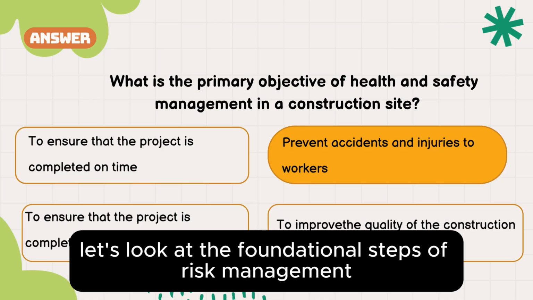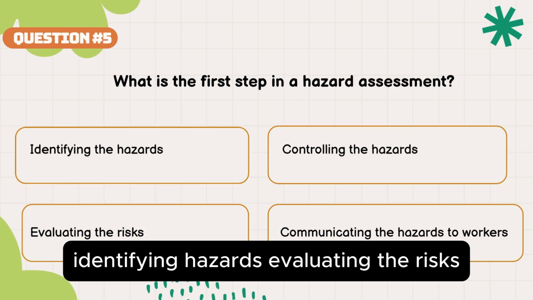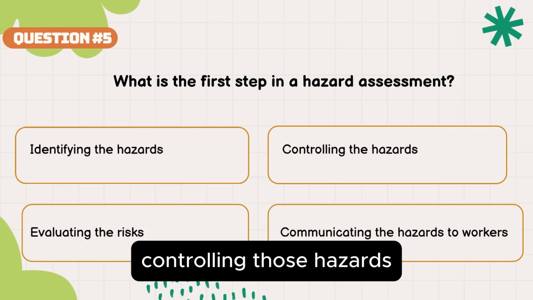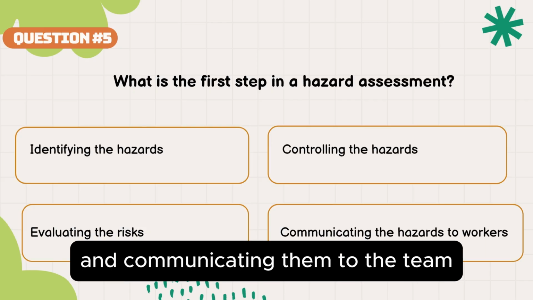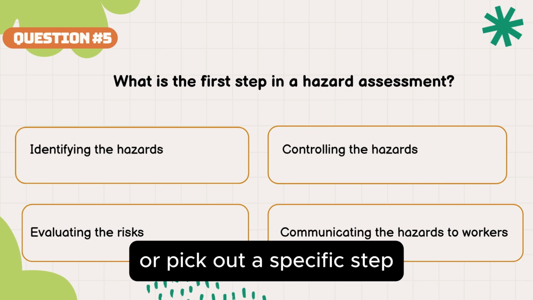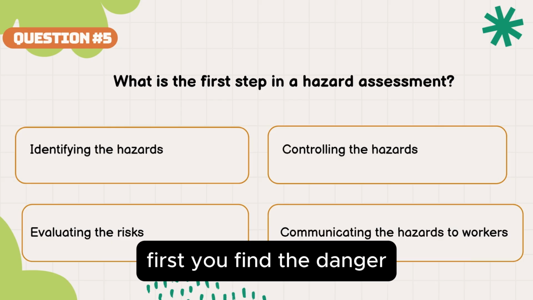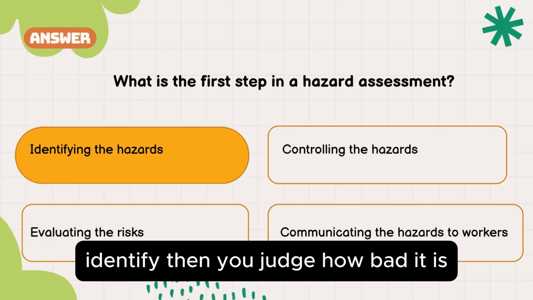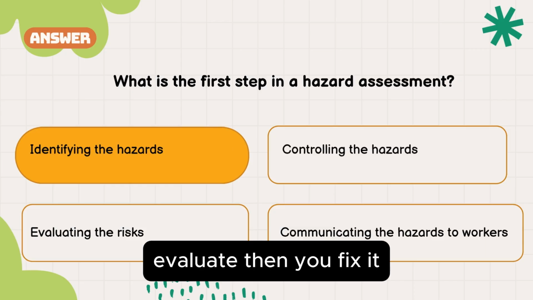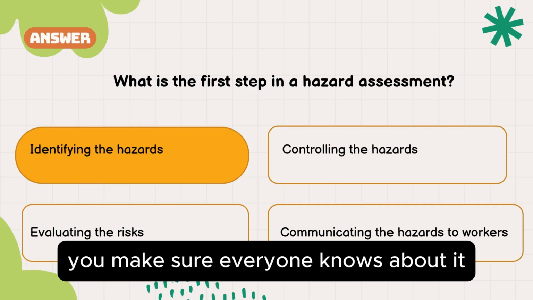Next up, let's look at the foundational steps of risk management. Identifying hazards, evaluating the risks, controlling those hazards, and communicating them to the team. Expect a question asking you to sequence these or pick out a specific step. Always remember this exact order for the exam. First, you find the danger, identify. Then you judge how bad it is, evaluate. Then you fix it, control. And finally, you make sure everyone knows about it, communicate.